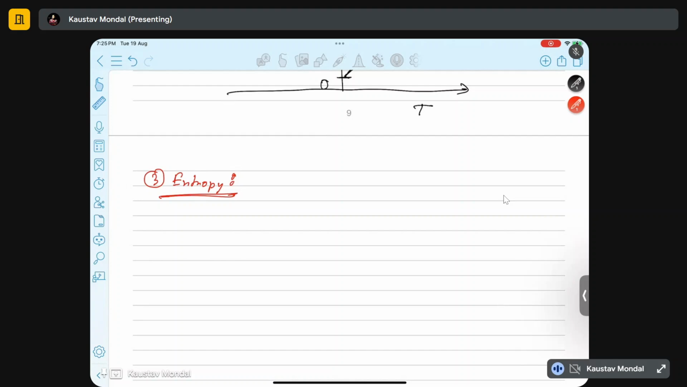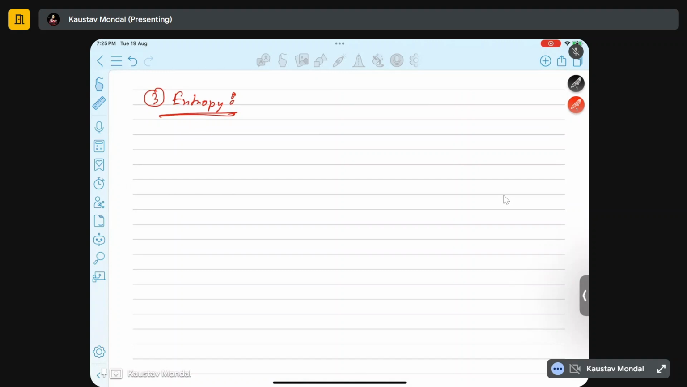So the entropy expression would be S equal to (U minus U0) divided by the temperature plus Nk log Q. Okay. So this is the expression of the entropy.